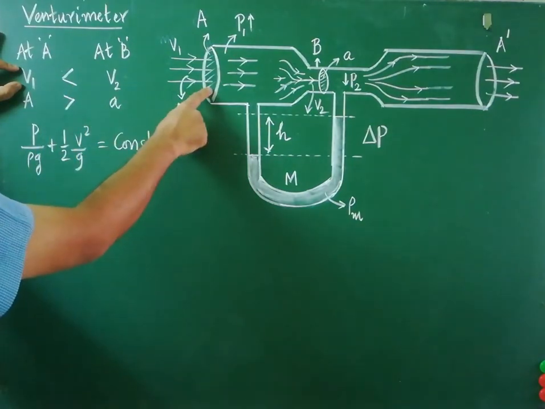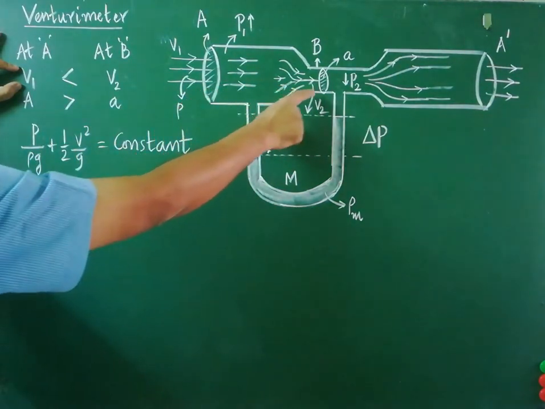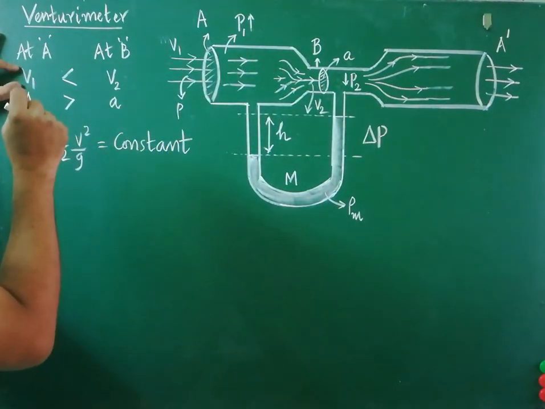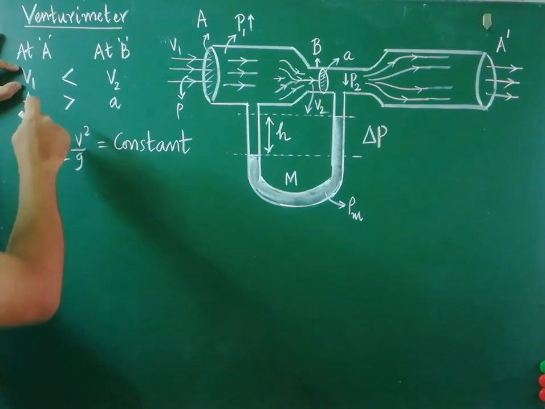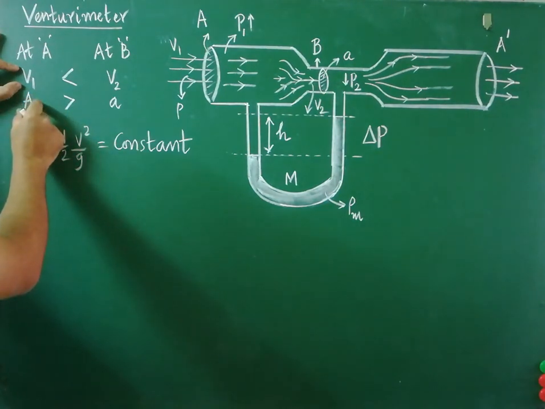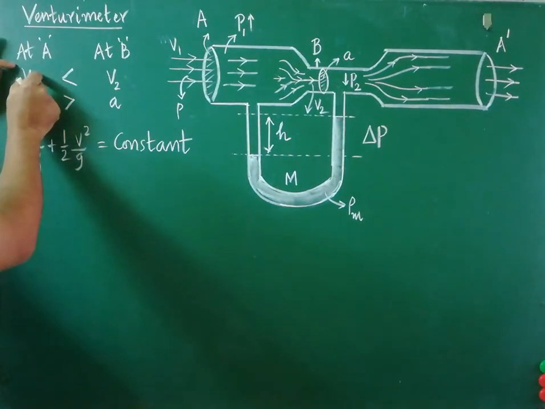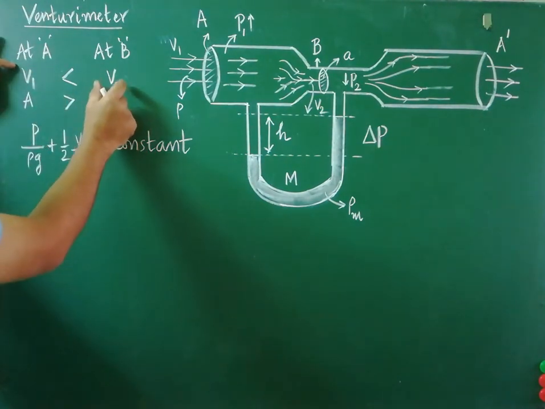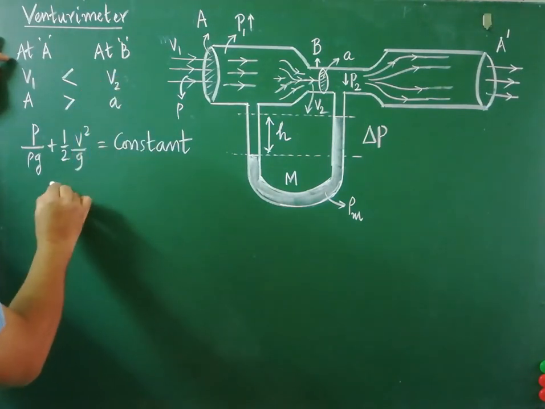Here the area of cross section is more, and here the area of cross section is less. Already we have learnt the same concept in the equation of continuity. When the area of cross section is more, the velocity of the liquid is less. When the area of cross section is less, the velocity will be greater. We know the equation called, what is this?